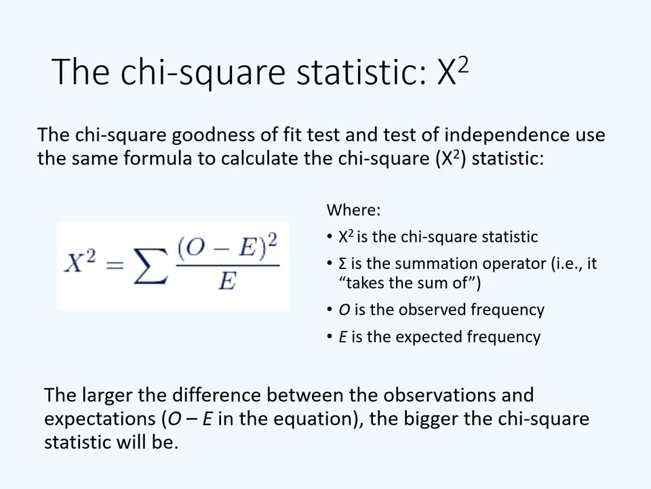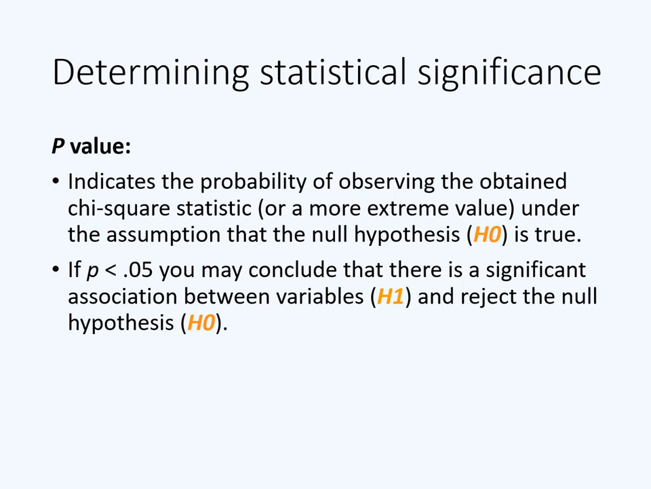When determining the statistical significance of the chi-square test, the p-value indicates the probability of observing the obtained chi-square statistic, or a more extreme value, under the assumption that the null hypothesis is true. Typically, if p is less than 0.05, you may conclude that there is a significant association between variables, accepting the experimental hypothesis and rejecting the null hypothesis.